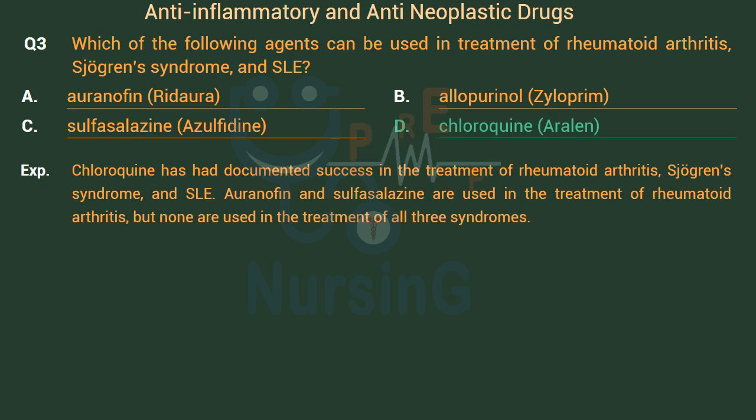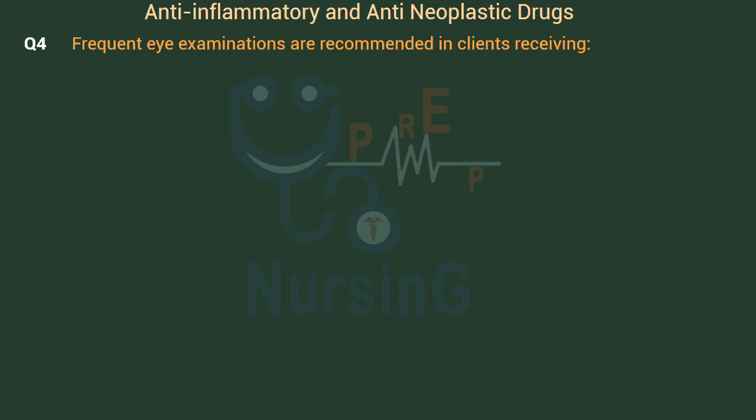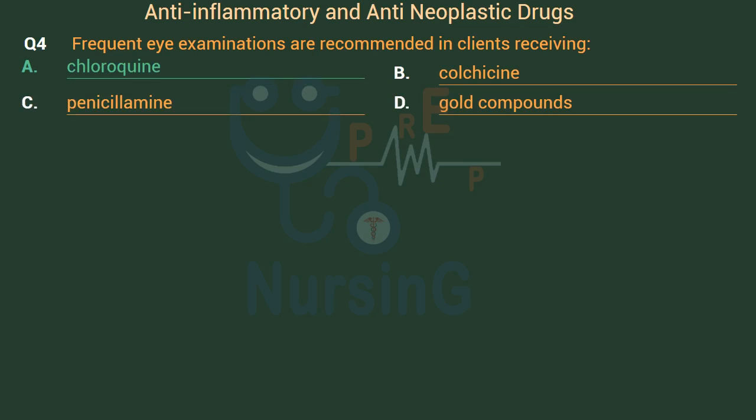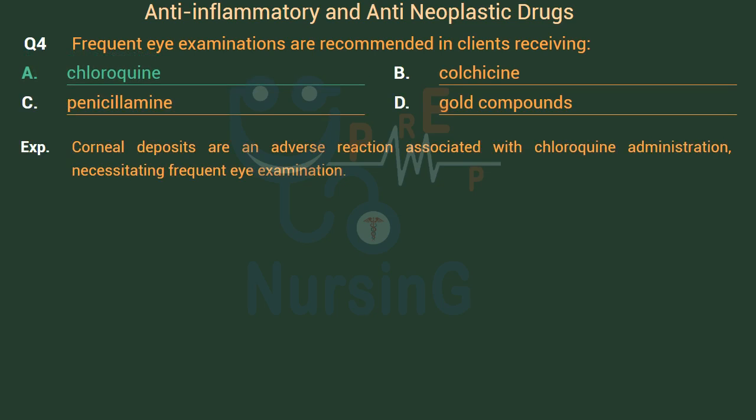Auranofin and sulfasalazine are used in the treatment of rheumatoid arthritis, but none are used in the treatment of all three syndromes. Frequent eye examinations are recommended in clients receiving Option A. Chloroquine. Option B. Colchicine. Option C. Penicillamine. Option D. Gold compounds. Right answer is Option A. Chloroquine. Corneal deposits are an adverse reaction associated with chloroquine administration, necessitating frequent eye examination.